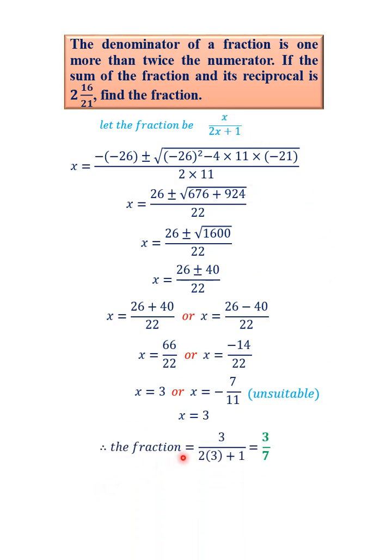So the fraction will be equal to 3 all over 2 into 3 plus 1, because 3 is x. So we put 3 here, we put 3 here, and you get 3 all over 2 into 3 plus 1. 2 into 3 is 6, 6 plus 1 is 7, so that the fraction becomes 3 over 7. That is the answer to the question.